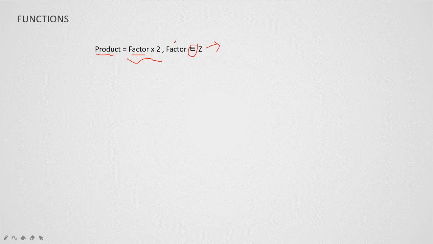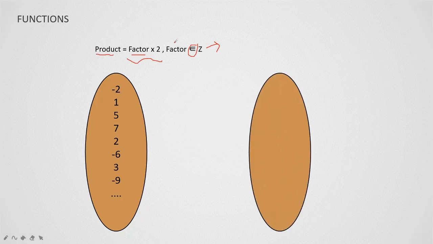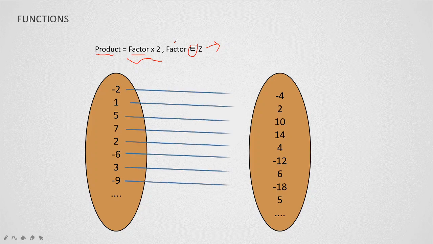So let me draw these things, it will make it easier. This is my input set. I put a few numbers. Of course I cannot put all numbers because this is an infinite set. Then this is my output set. Here also I'm going to put a few numbers. Now let me see if there is a relationship. And oh yes, there is. Minus 2 goes to minus 4, 1 goes to 2, 5 goes to 10, 7 goes to 14, 2 goes to 4, minus 6 goes to minus 12. Nice. That is pretty nice.